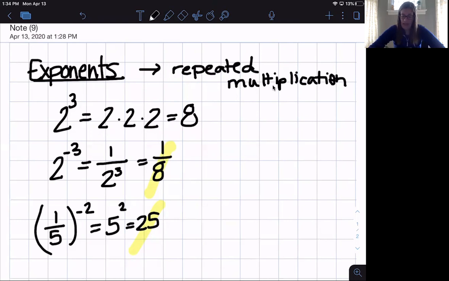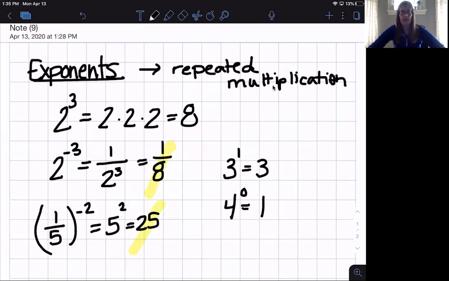And then, other things that you might know about exponents, obviously if I took 3 to the first power, that's just 3. If I took 4 to the 0, anything raised to 0 is equal to 1. You might remember that from Algebra 1. That's the zero exponent property.